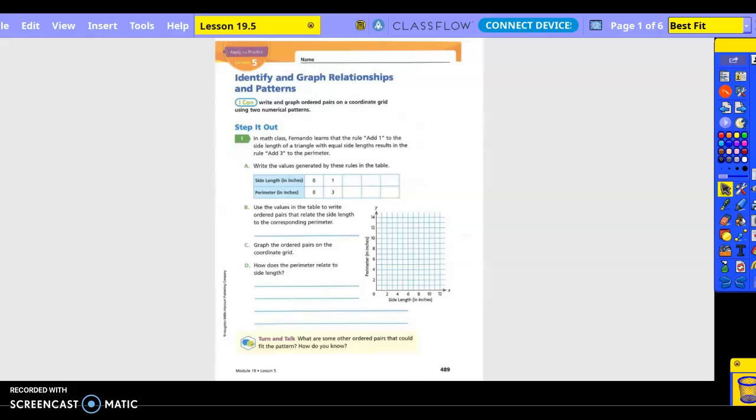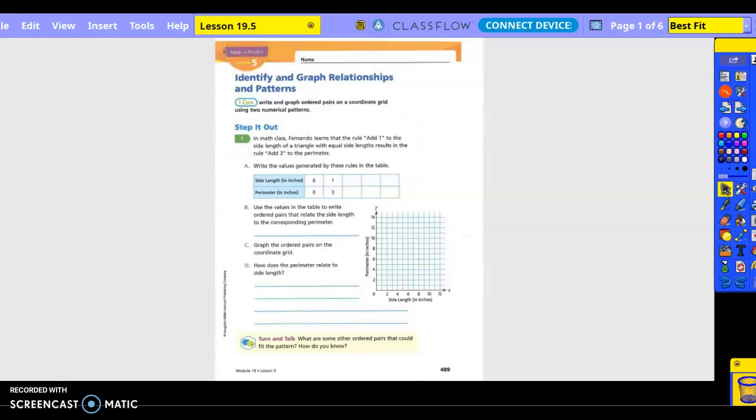Used to that, less than 19.5. It's in a graph relationship and patterns. So basically, this is what we've done in the last few lessons. They're just putting them together. So I can write and graph ordered pairs on a coordinate grid using two numerical patterns.